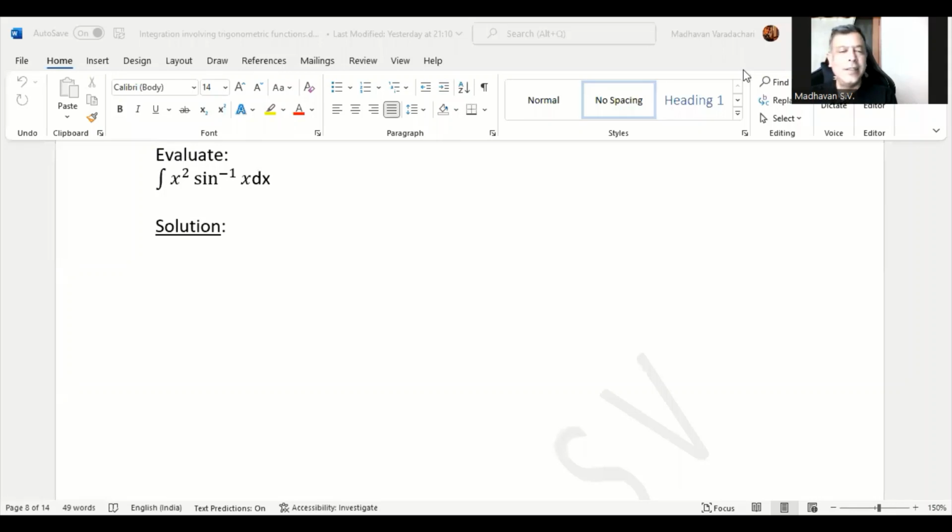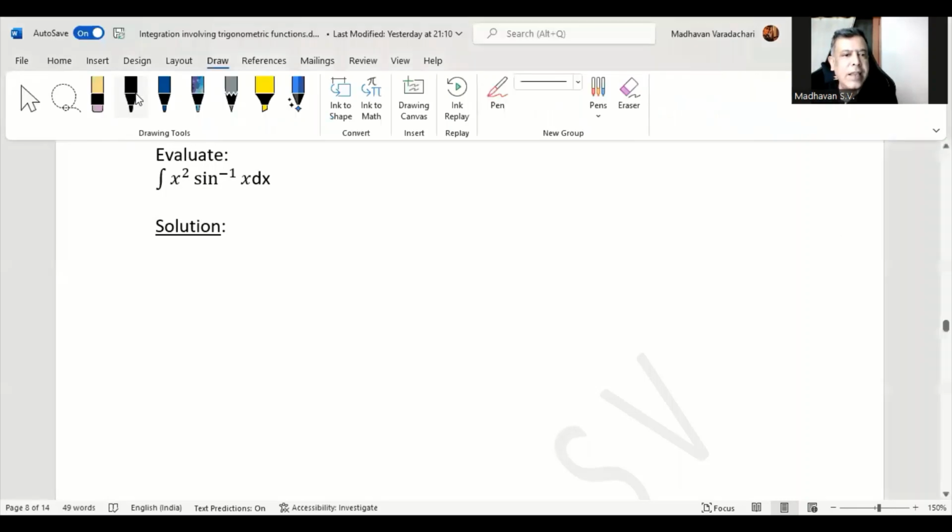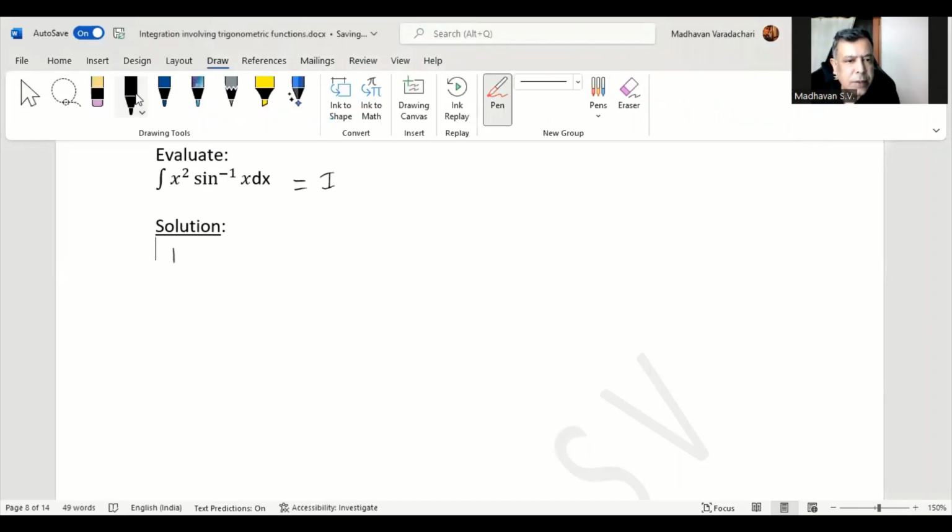Hello everyone. In this video, we'll see some more problems related to integration of trigonometric functions. The first one: evaluate the integral of x square sine inverse of x dx. First we will consider this given integral as I, and we will use integration by parts to solve this.